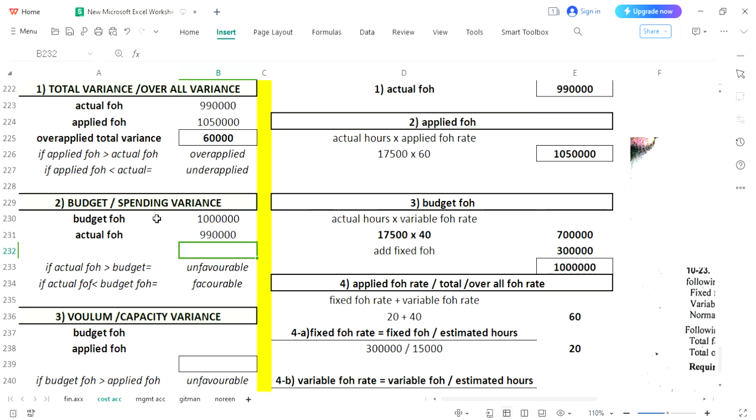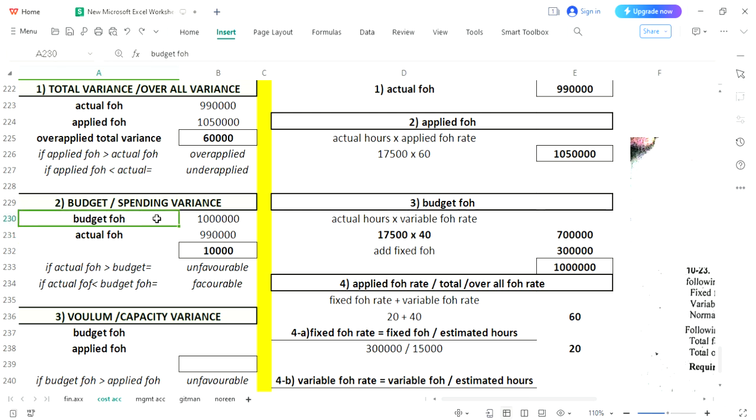We are now ready to calculate our variance. How? By subtracting budget and actual. Your budget FH was 1 million, and you need to subtract your actual FH, which is 9,90,000. Variance has arrived. It is 10,000. It's time to conclude. We will be focusing upon actual FH, which is 99. Budget was 1 lakh, so actual is less. Whenever actual is less, it is good news for us. That means it is favorable budget variance we have calculated.